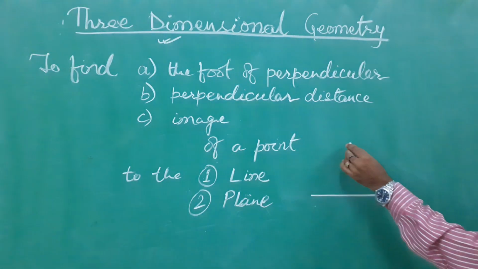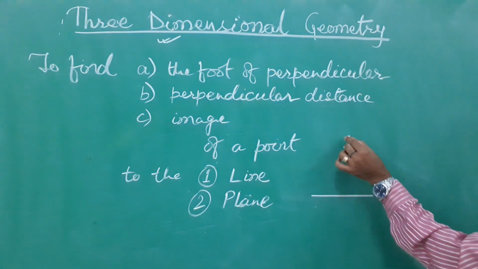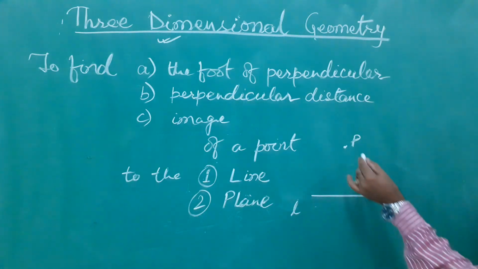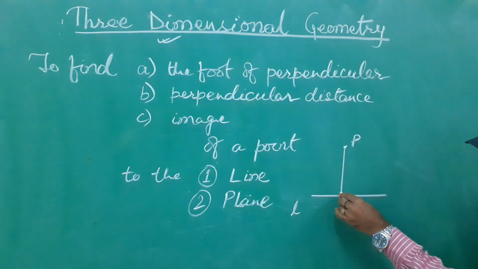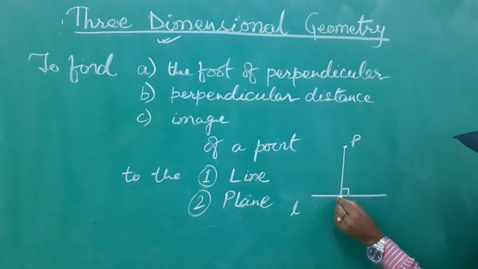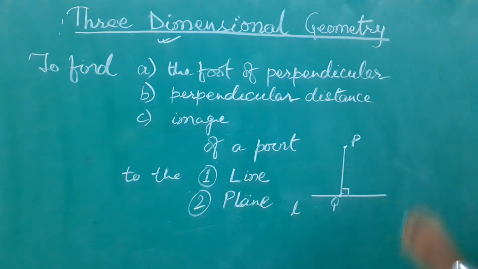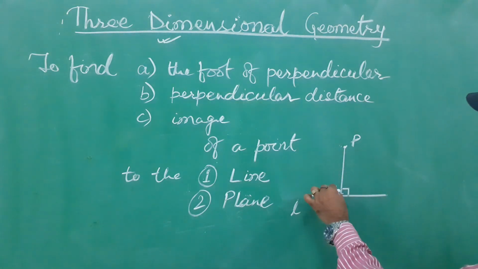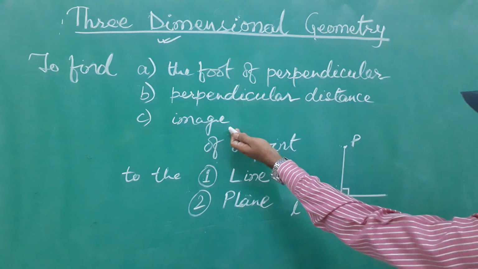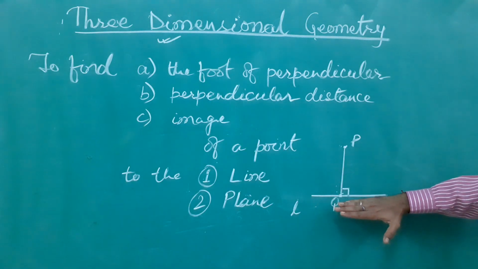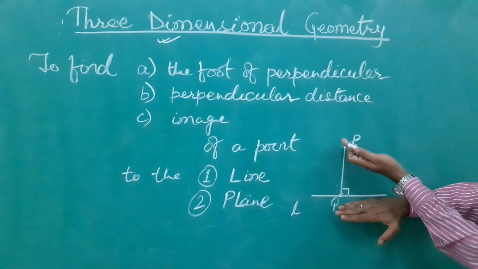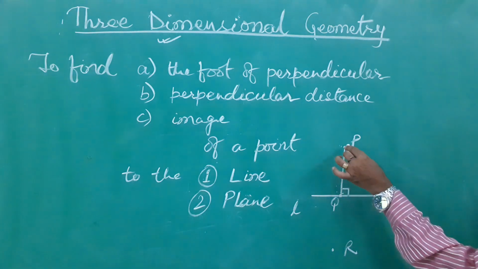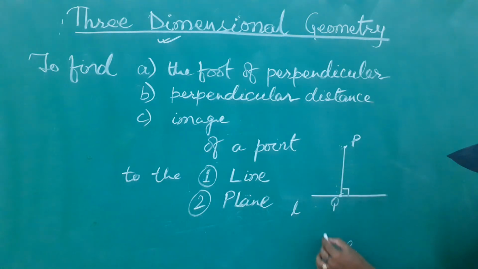If you have a line L and somewhere a point P. What we are going to do, this is perpendicular. We are going to find the point Q on the line. This is the foot of perpendicular, and this length PQ is the perpendicular distance. If you consider this line L as a mirror, then the image of P will be here, R. So here we have PQ equals QR.